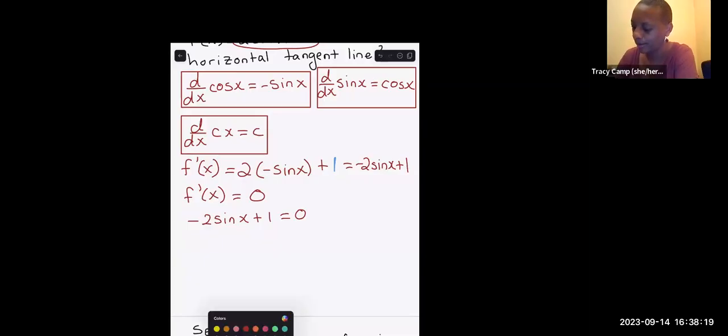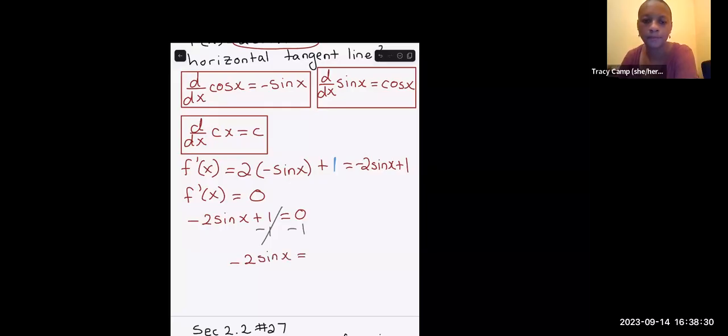which means getting rid of the 1. So I'll subtract 1 from both sides. So these cancel. And I end up with negative 2 sine of x equals negative 1. And then again, I'm trying to get sine of x isolated, so I'll divide both sides by negative 2.